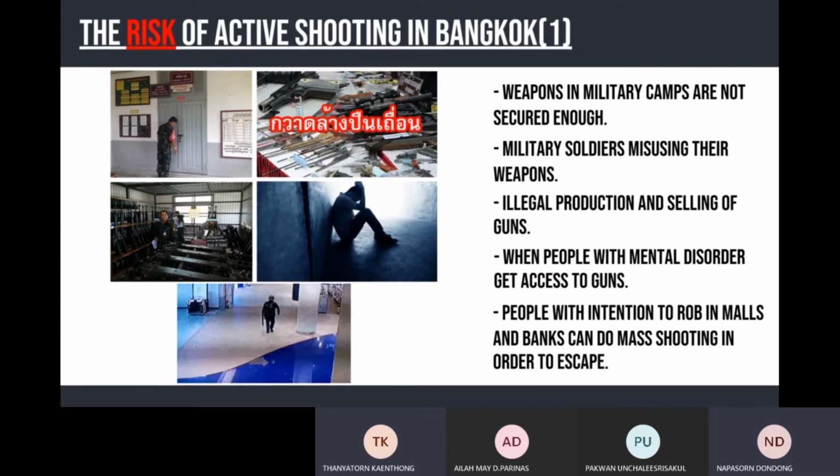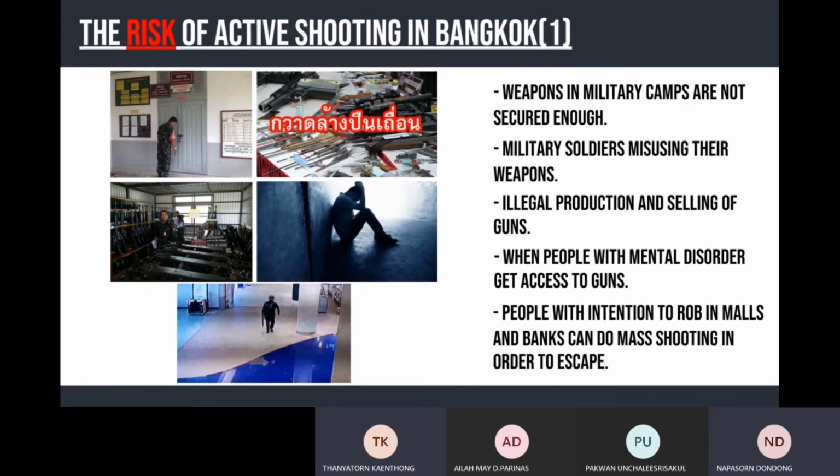And people with the intention to rob in malls and banks can do mass shooting in order to escape. This is found to be medium in Thailand from the risk analysis because people who want to create disorder will choose places that have many people so they can shoot the victims and escape.